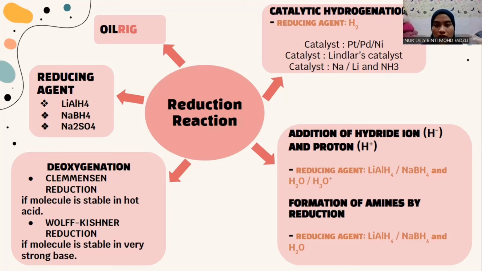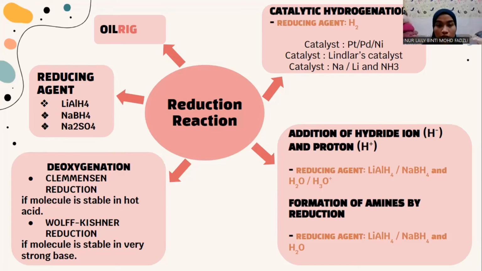The third one is where the catalyst used is sodium or lithium and ammonia. The alkyne will be reduced with the reducing agent hydrogen. The second one is Lindlar catalyst. The alkyne will be reduced with hydrogen gas to form cis alkene. The third one is the catalyst sodium or lithium and ammonia. Alkyne will form trans alkene.